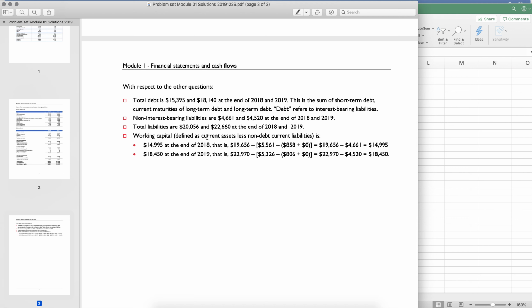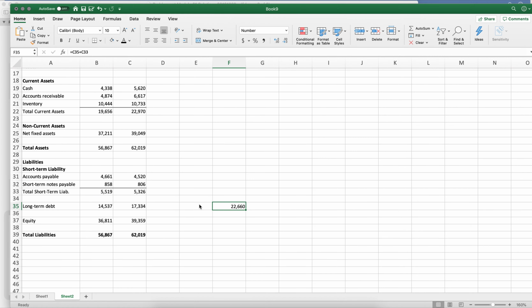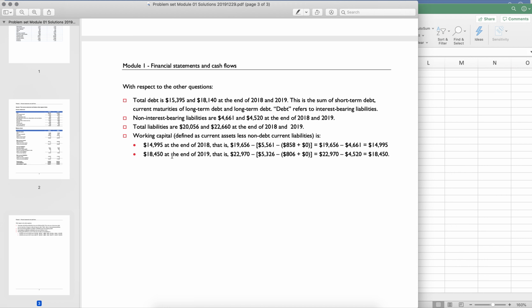And then finally, working capital. So working capital is current assets minus non-debt current liabilities. And so for here, it's just going to be, these are our current assets minus, this is a debt item. So this is the only thing that we need to think about for working capital. And that's 14,995 and 18,450, which is what we have here.